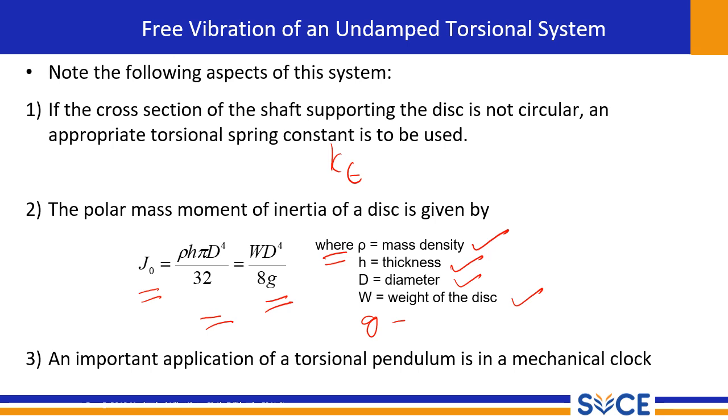Finally, it is worth noting that a torsional pendulum, like the one we have been discussing, has an important application in mechanical clocks. The precise and predictable oscillation of a torsional pendulum can be used to regulate the timing mechanism in these mechanical clocks.